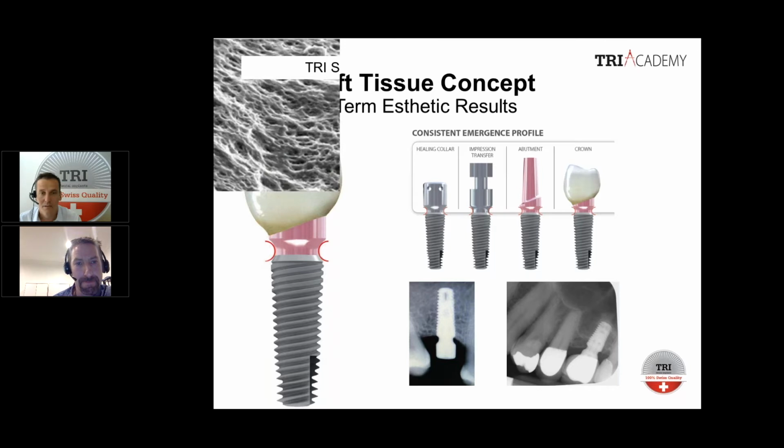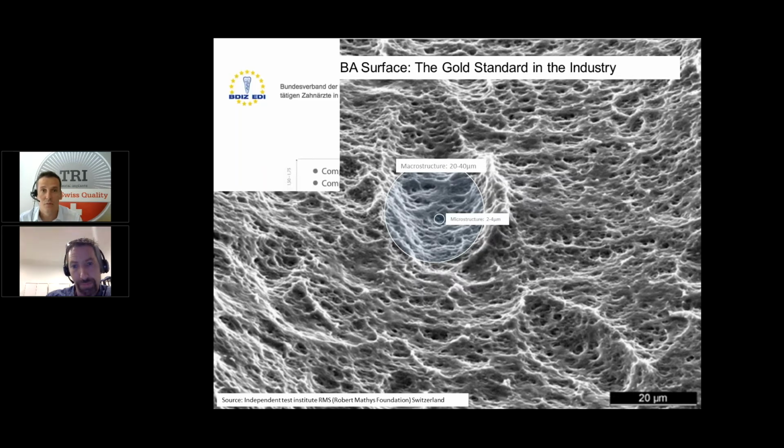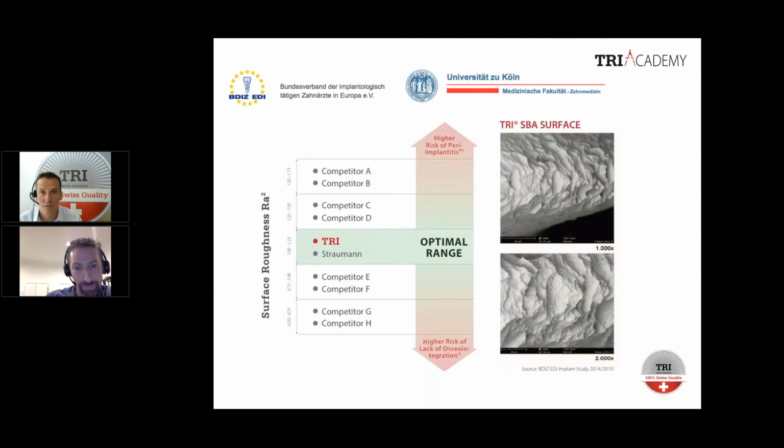The second very important thing for prevention of peri-implantitis is the SBA surface in our system. The SBA surface is one-to-one the same as an SLA surface. It is an SLA surface with macrostructures from 20 to 40 micrometers and microstructures from 2 to 4 micrometers. This is also scientifically proven by the university in Cologne, and I think Dr. Blaschke is going to explain this white paper as well.